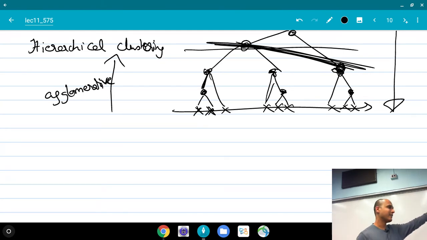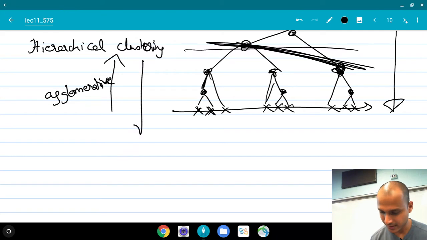I'm not writing the scoring functions because they are very similar to the previous scoring functions that we saw. So you break a bunch of points into two sets of points, and then for each set of points you again break it into two parts and so on. So that's called divisive clustering.